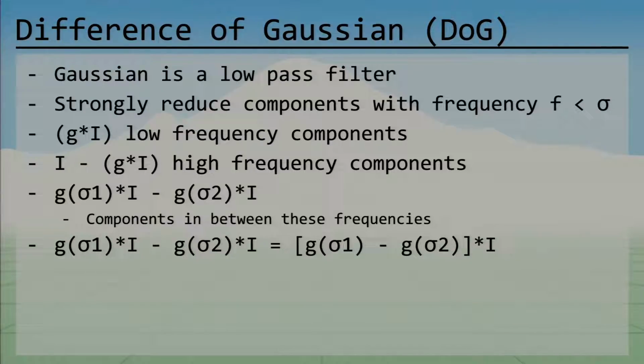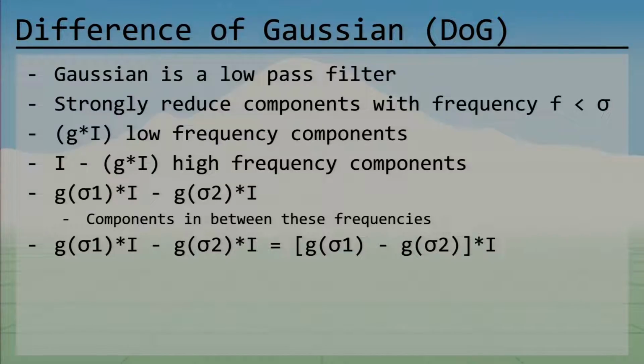But in particular, we might want to look for specific bands of frequency in our image. And that's where this difference of Gaussians comes in, where we can take two different Gaussian filters that use different sigmas and filter the image by them and take their difference. And what we're going to be left with is just the frequency ranges that fall in between those two filters.